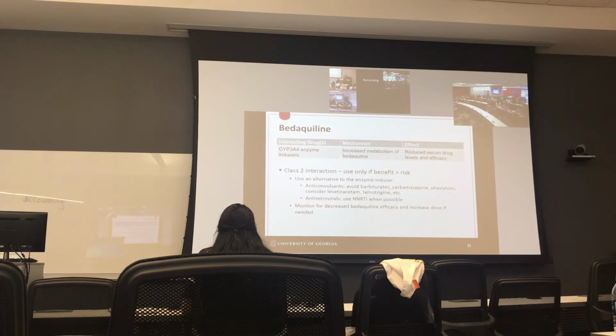Bedaquiline is more susceptible to enzyme inducers than rifabutin is. So with enzyme inducers, we'll have increased metabolism of bedaquiline and reduced serum drug levels and efficacy. Some of our common enzyme inducers are anticonvulsants. So with bedaquiline, you should avoid barbiturates, carbamazepine, phenytoin, and may consider something like levetiracetam instead.